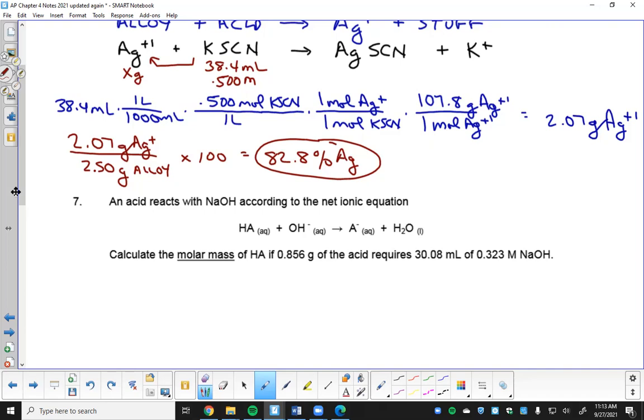You guys take a look at what you can do with 7 and 8 on your own. And we'll put some answers up there in a little bit so you can check how you did.